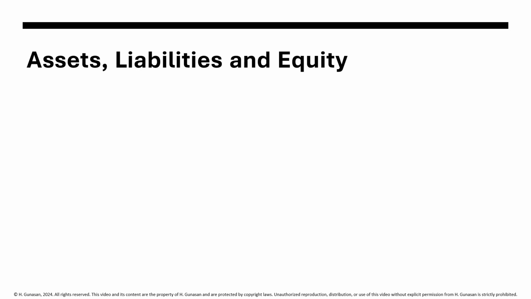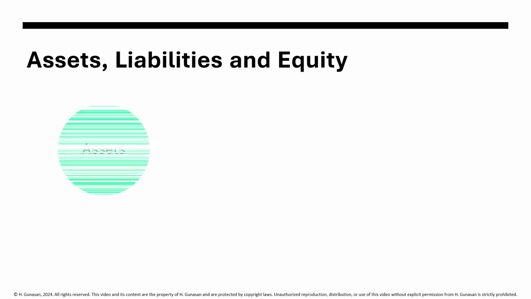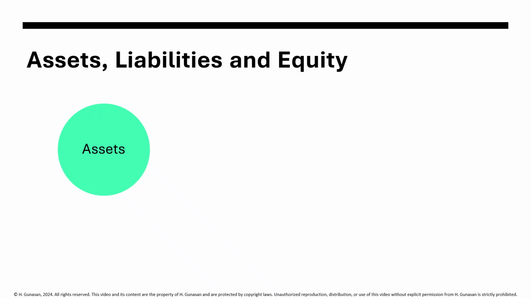Let's start with assets. An asset is anything the business owns that has value. This can include cash, equipment, buildings, vehicles, inventory, or even accounts receivable, which means money customers owe you. For instance, your coffee stand might have a coffee machine worth $500, some inventory like coffee beans and milk worth $100, and $200 cash in the till. These are all assets, resources you control that help your business operate.